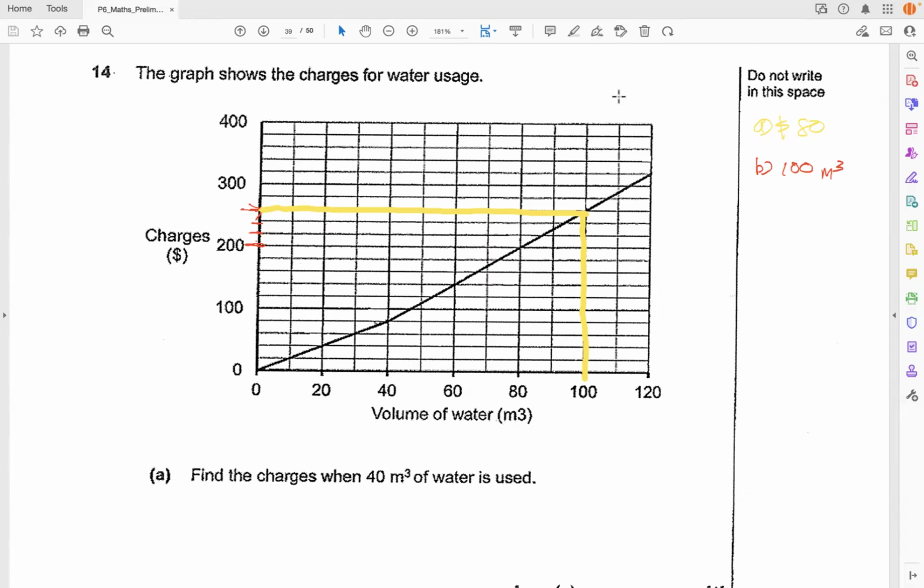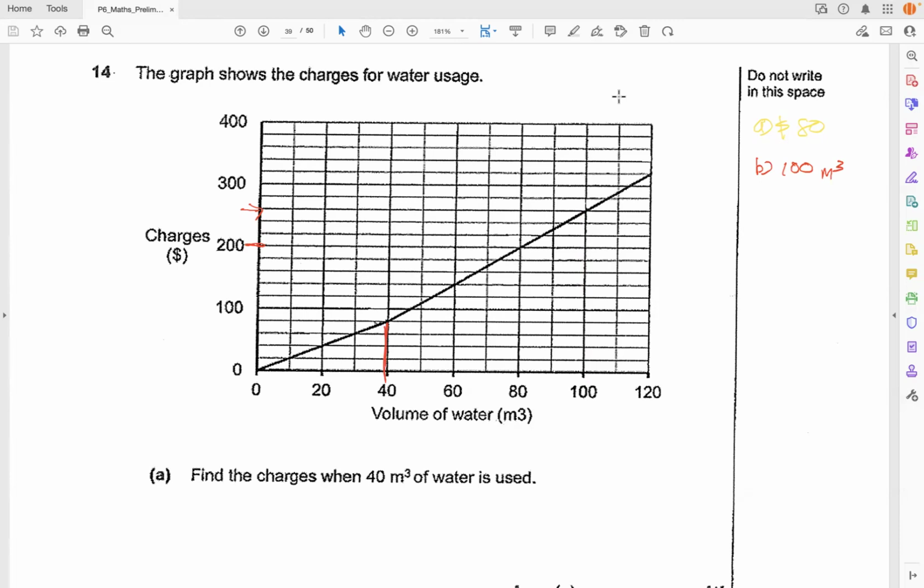Next, part C. How much is the charge for every cubic meter of water after 40 meter cube? Let me clear this first. If you can, during PSLE or your prelim, bring along your highlighters so that you can do what I did. Different colors help. So after 40 is here. How much is the charge for every cubic meter?